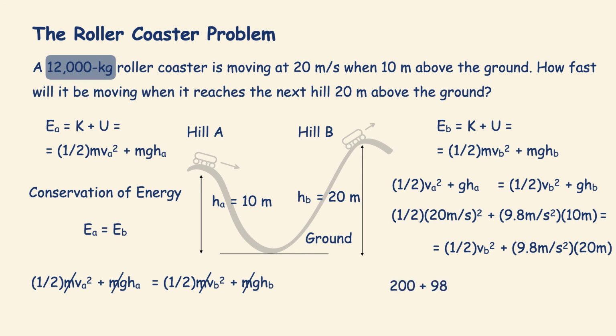The first two terms turn out to be 298. I'm going to copy the 1/2 of vb squared, because the v here is the unknown, plus 196 from the last term, which eventually gives me for the velocity of the roller coaster once it reaches the top of hill B to be 14.3 meters per second.